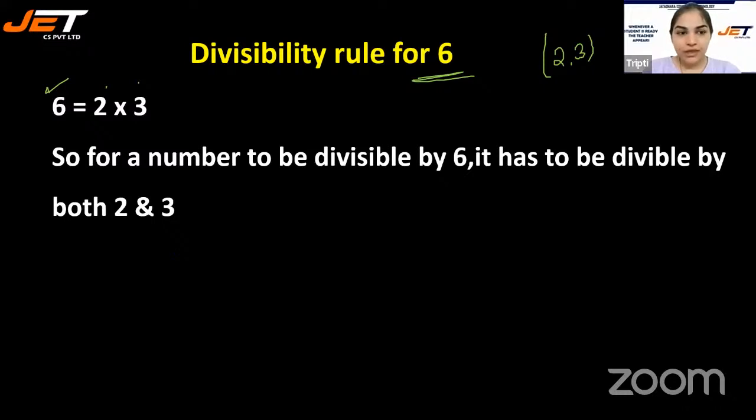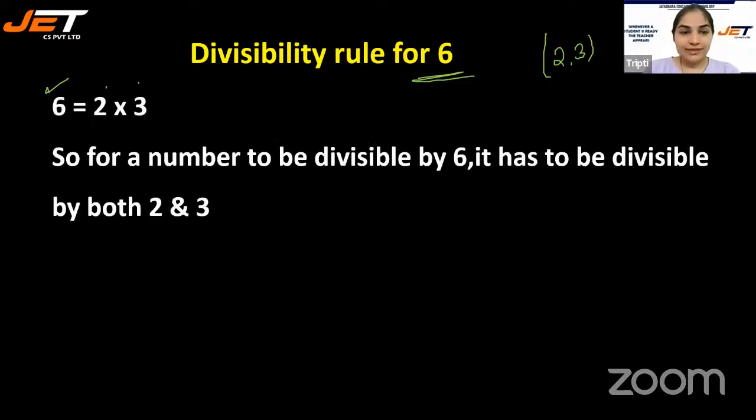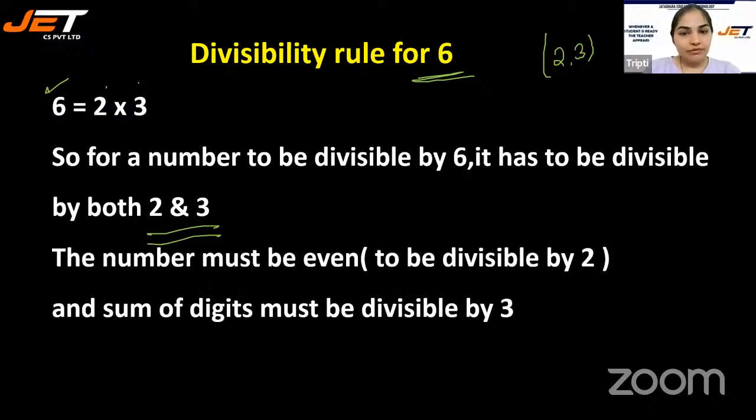You know that. So for a number to be divisible by 6, it has to be divisible by both 2 and 3. If you are checking whether a number is divisible by 6 or not, you have to check for both 2 and 3. That number should be divisible by both number 2 and number 3. Okay. Now, let's see. The number must be even to be divisible by 2 and the sum of the digits must be divisible by 3.